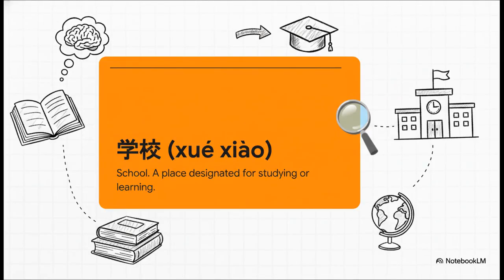And we see that same beautiful logic in our location word, 学校, which means school. The first character, 学, is the verb to study or to learn. The second one, 校, is the character specifically for school. So a place for studying is a school. It's so direct, so descriptive. And I promise you, once you see that logic, you just can't unsee it.